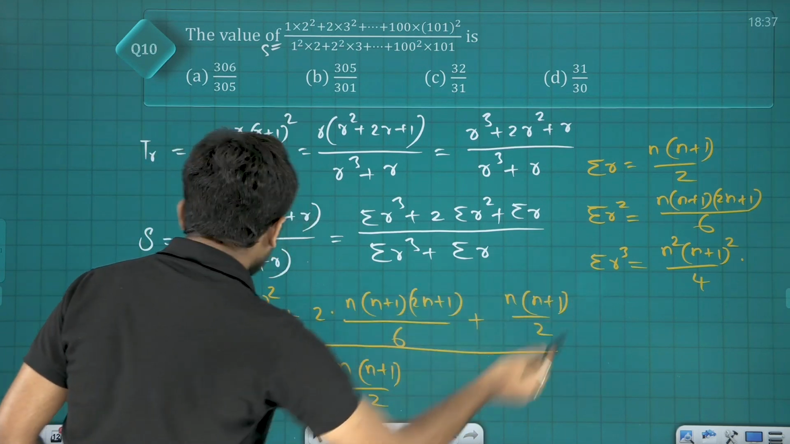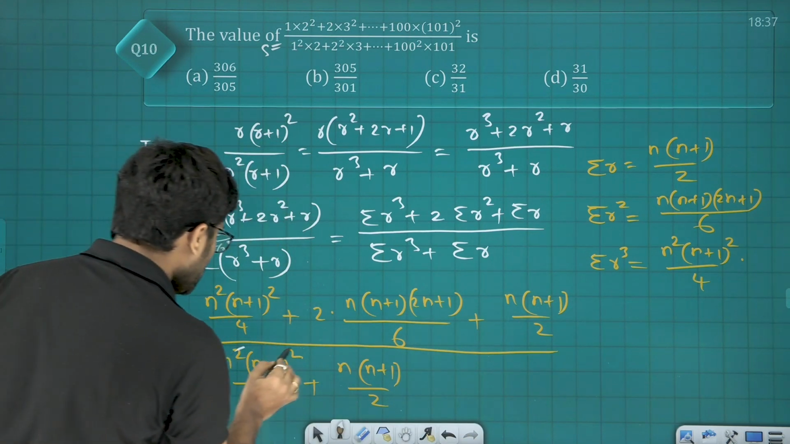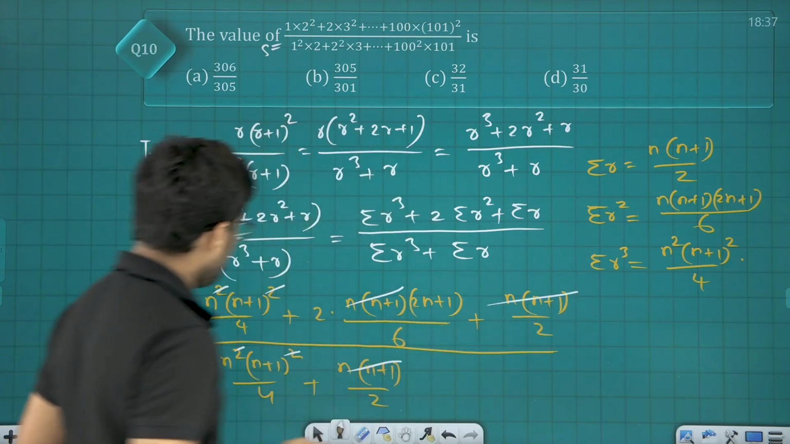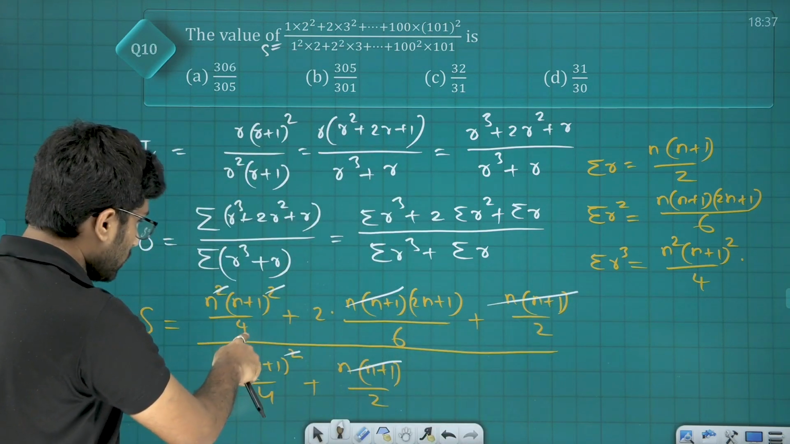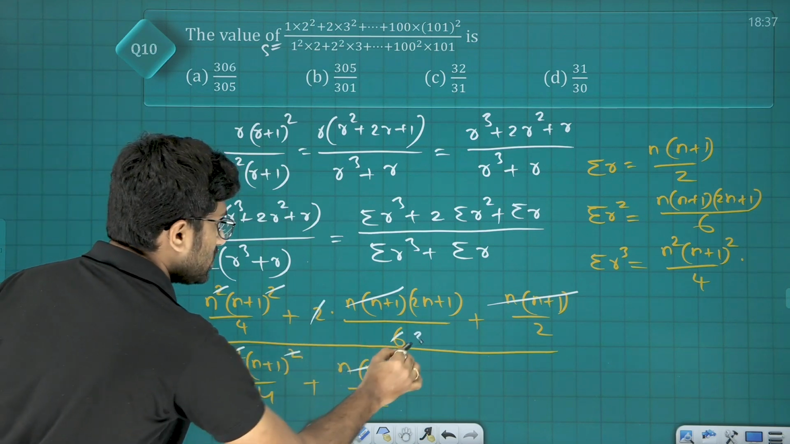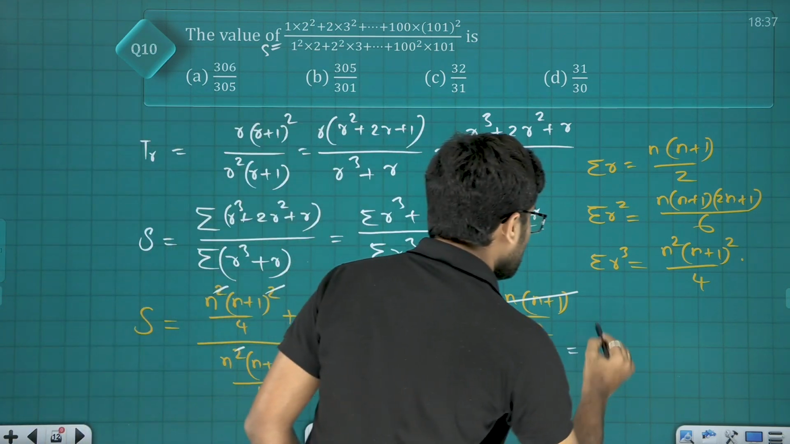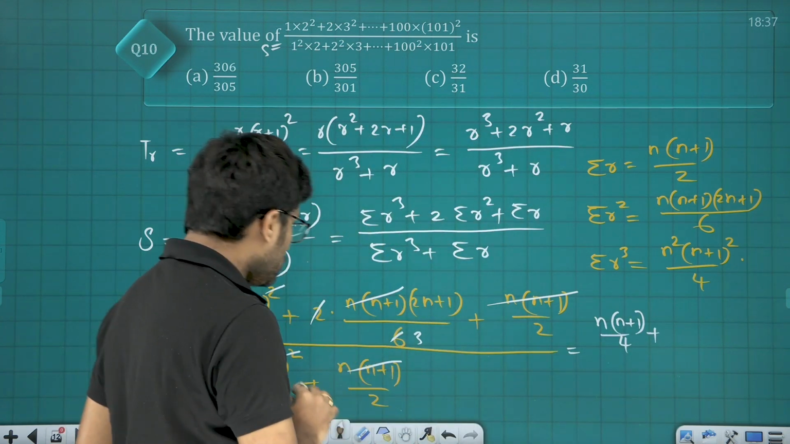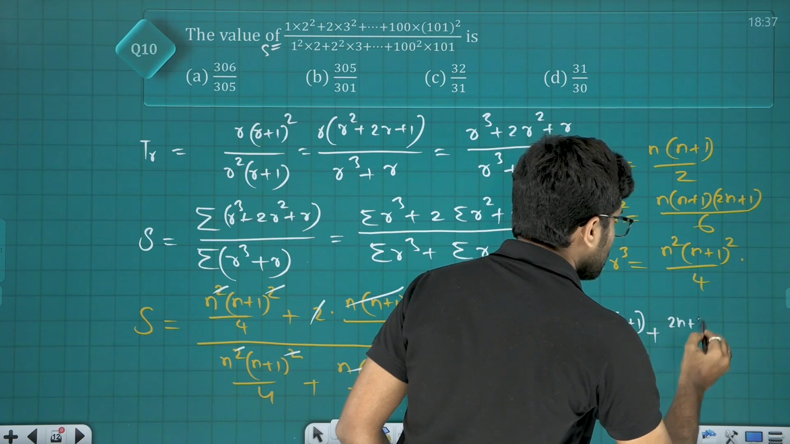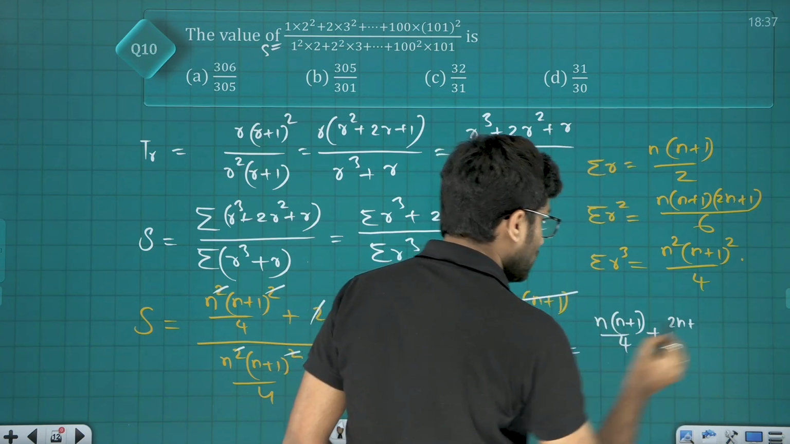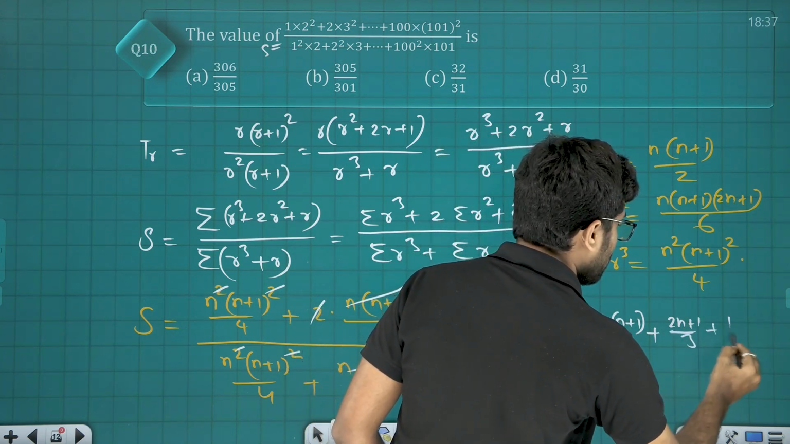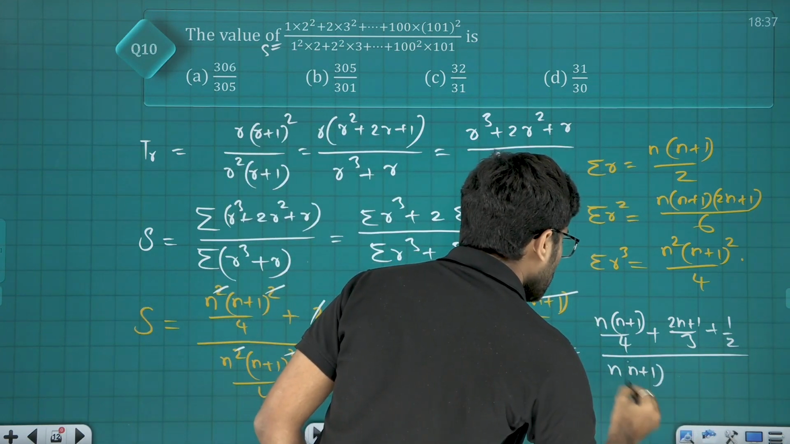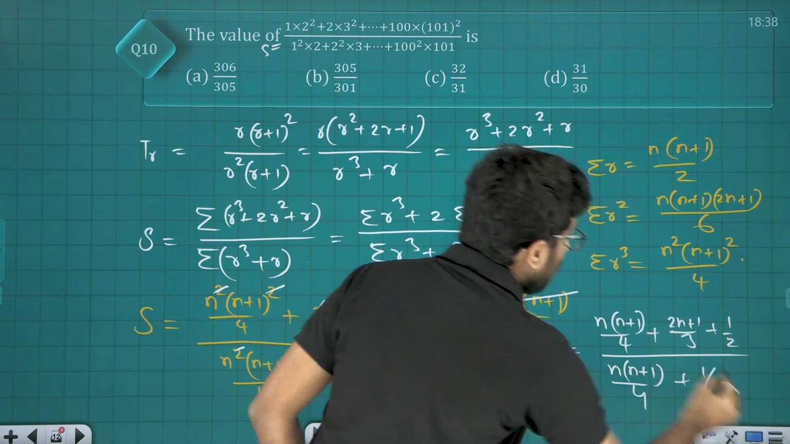See friends, from both numerator and denominator, n into (n plus 1) can be taken common and cancelled. Now we will be left with n into (n plus 1) by 4. So that becomes n into (n plus 1) by 4 plus (2n plus 1) divided by 3 plus 1 by 2, whole divided by n into (n plus 1) by 4 plus 1 by 2. Now what is n?